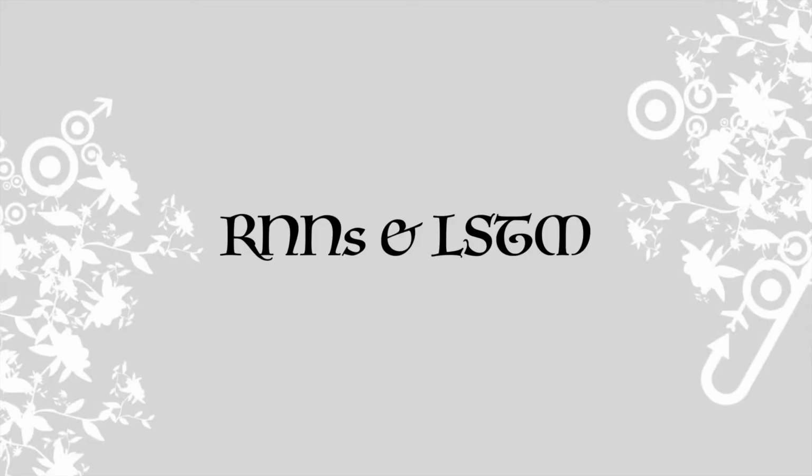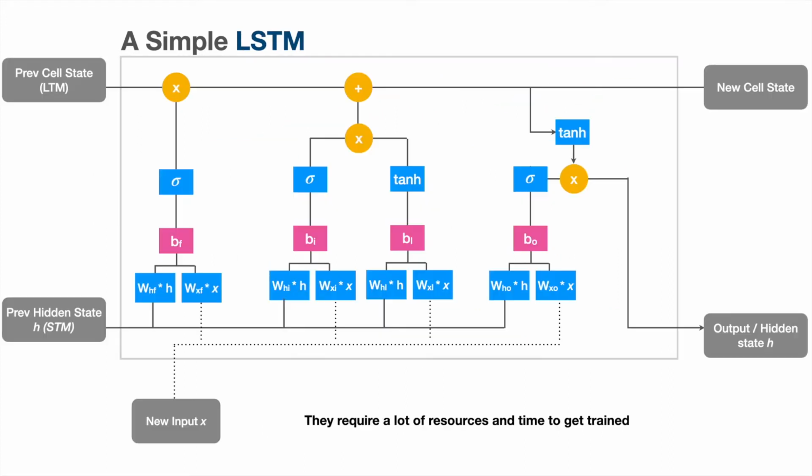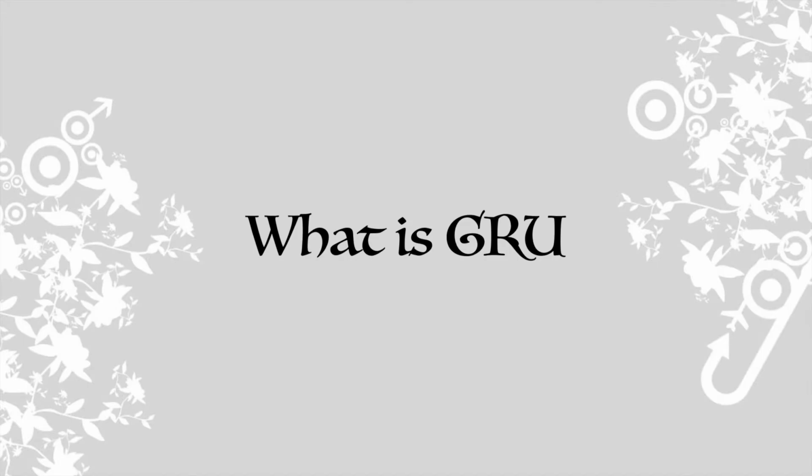RNNs and LSTMs. In the earlier tutorial, we had seen the architecture of recurrent neural networks, and the main challenge with RNNs is the vanishing gradient problem. Then we looked into LSTM, long short-term memory networks, and their architecture. And one of the key challenges with LSTM is they require a lot of resource and time to get trained. Now, if you have not watched both these tutorials, I highly recommend you to watch them first and then come back to this one. What is GRU?